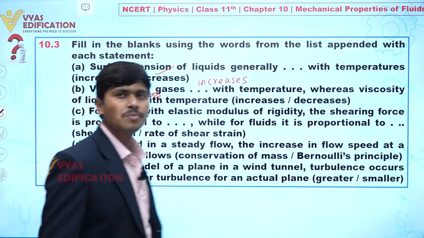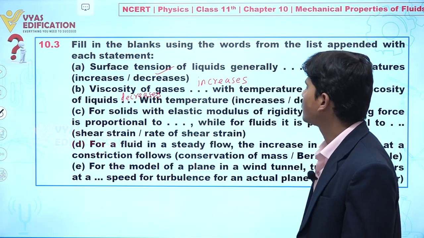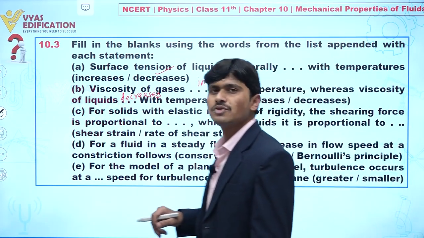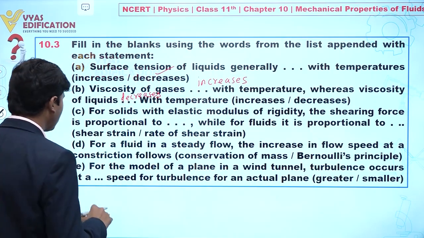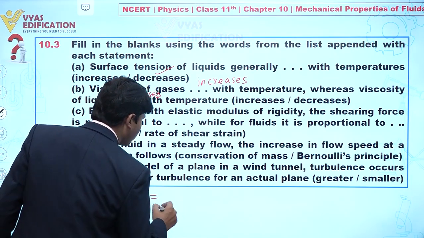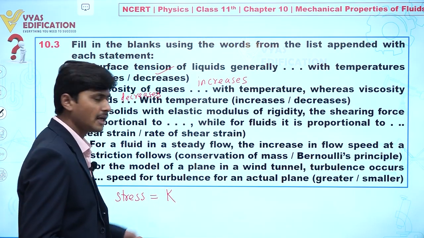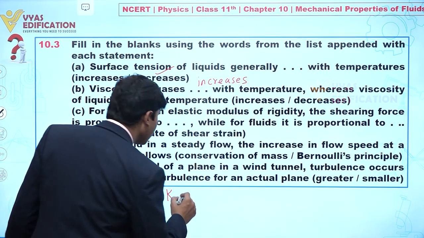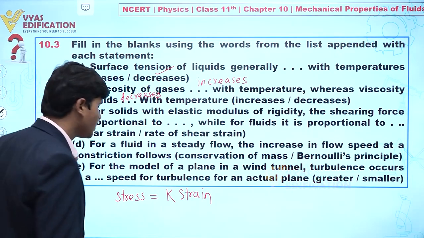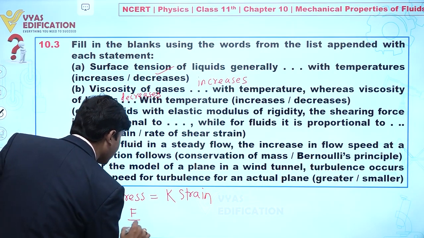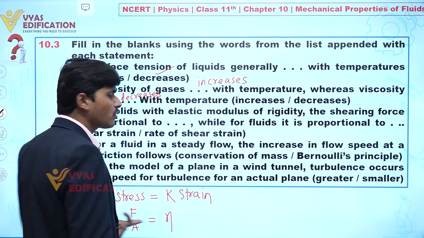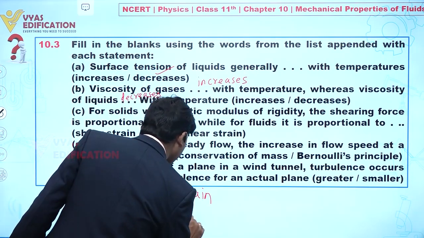Now part number C. It is given that for solids with elastic modulus of rigidity, shearing force is proportional to shear strain. Why? Suppose stress is equal to modulus of elasticity K times strain. So for shear stress I can say F shear divided by area is equal to modulus of rigidity, or shear modulus, multiplied with strain.